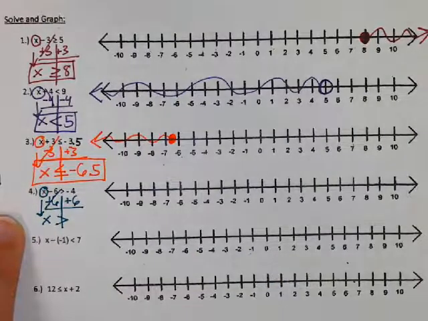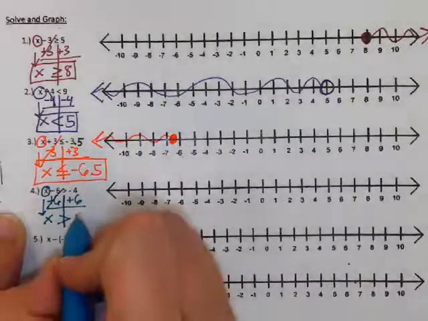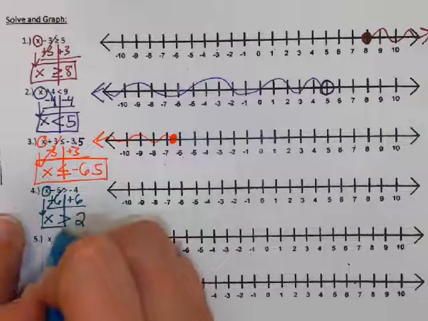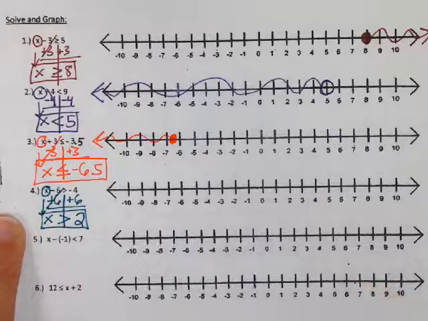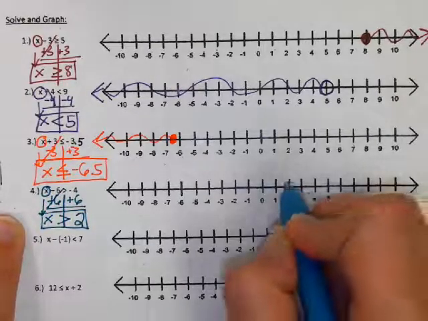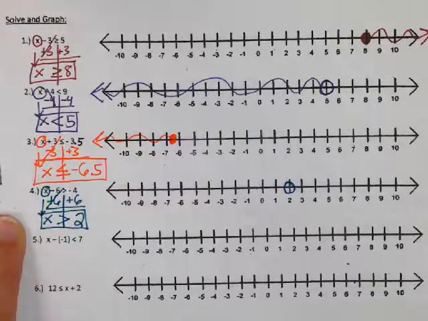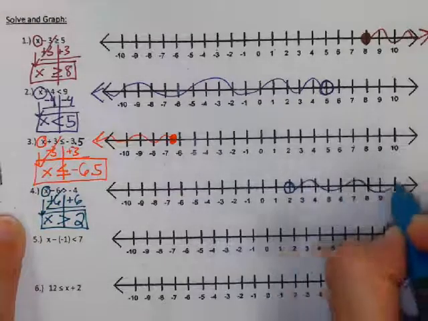Well, they're different signs, so I need to subtract. 6 minus 4 is 2. 6 is bigger and it's a positive, so my answer is positive 2. Find my 2 over here, and it's an open circle because it's greater than. It's not greater than or equal to, it's just greater than. My line goes to the right.